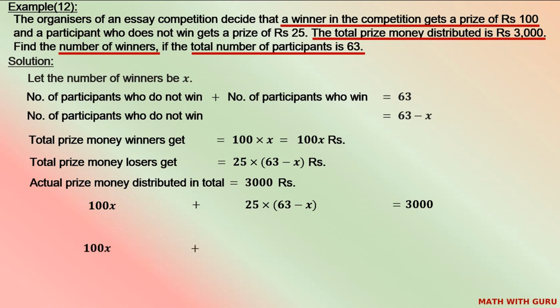Let us open the brackets. 25 into 63 minus 25 into x equals 3000. 25 into 63 is 1575, minus 25 into x is 25x. 100x and minus 25x, they are like terms. Their algebraic sum is 75x. 75x plus 1575 equals 3000.